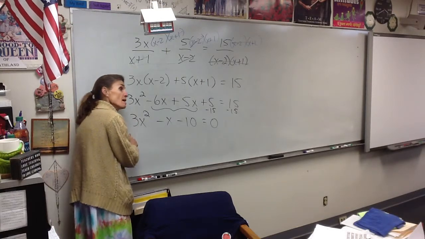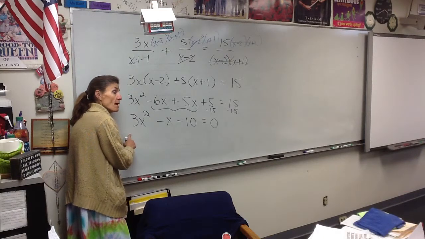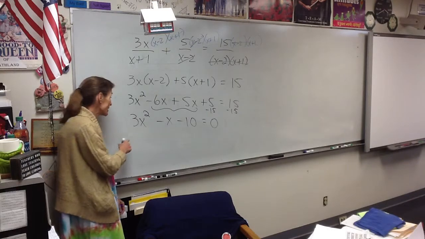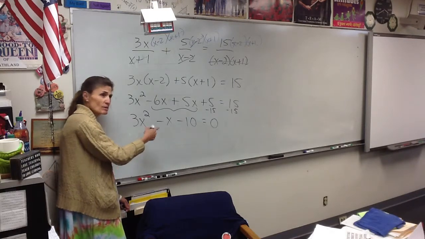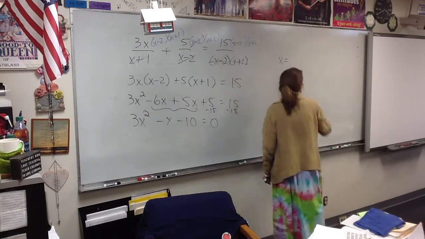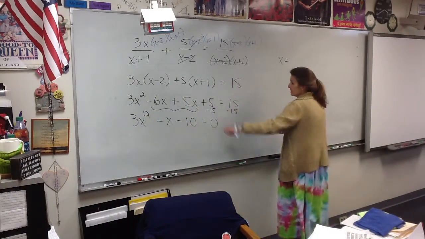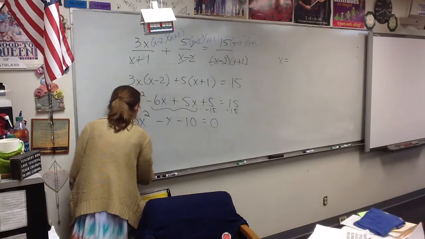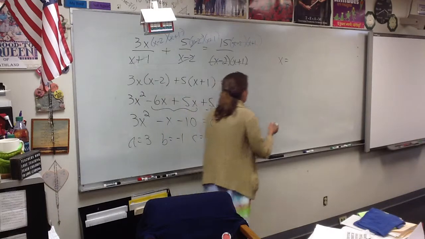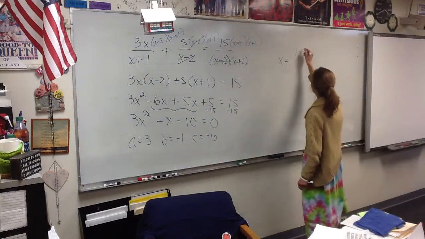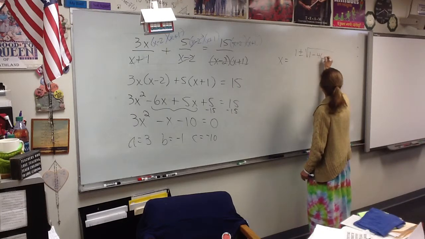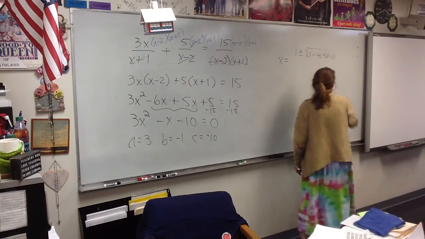This problem does factor. However, many of you used the quadratic formula instead, probably because you couldn't tell it factors. These are weird numbers. So if we use the quadratic formula, x will equal, a is 3, b is negative 1, c is negative 10. So x will equal 1 plus or minus the square root of 1 minus 4 times 3 times negative 10.